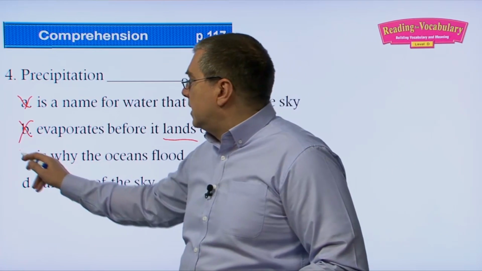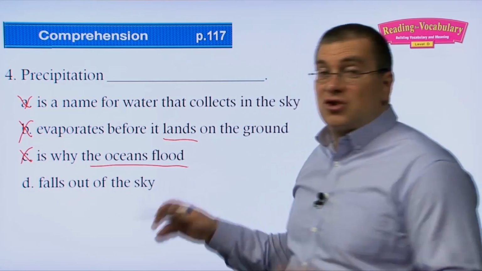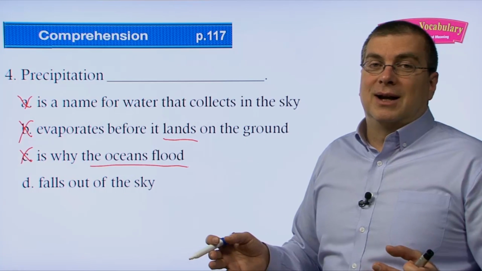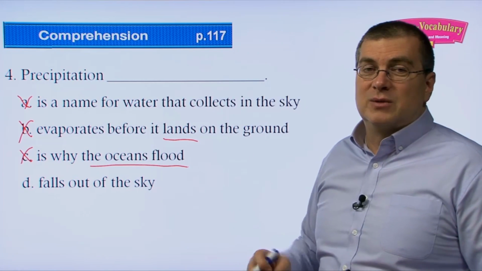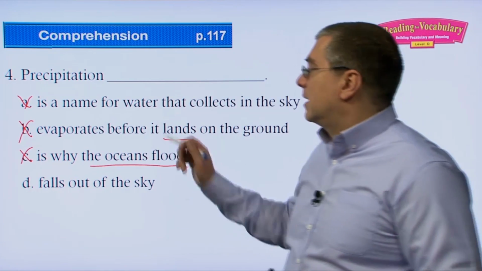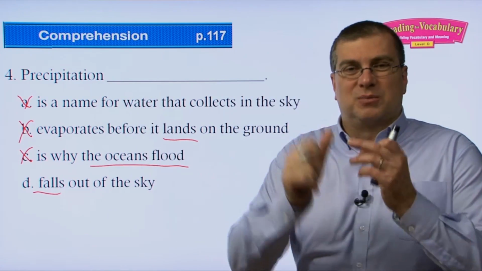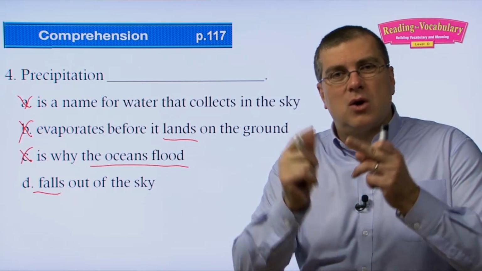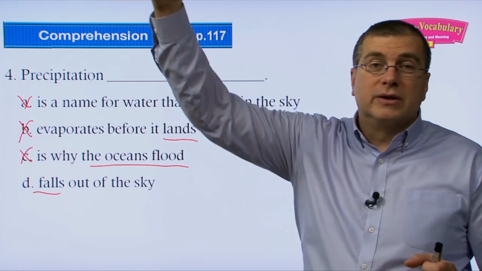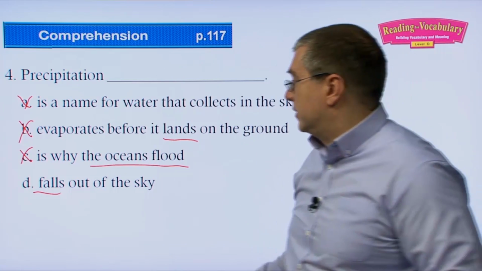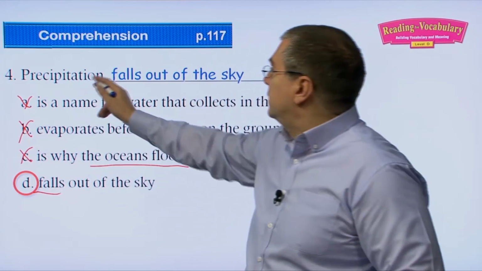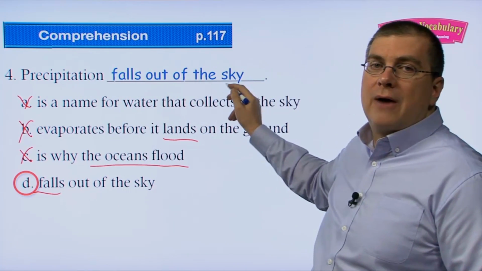Precipitation is why the oceans flood? No, the passage said the oceans don't flood. Why? Right? It's not because of precipitation. Because of evaporation. So that's not right. Precipitation falls out of the sky. Yes, because precipitation is rain, snow, sleet, and hail, and those types of water fall from the sky. So it's D. Precipitation falls out of the sky.